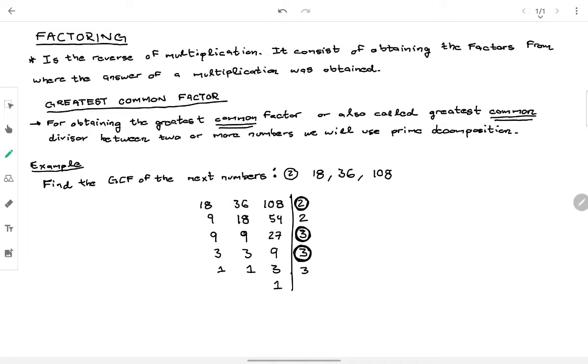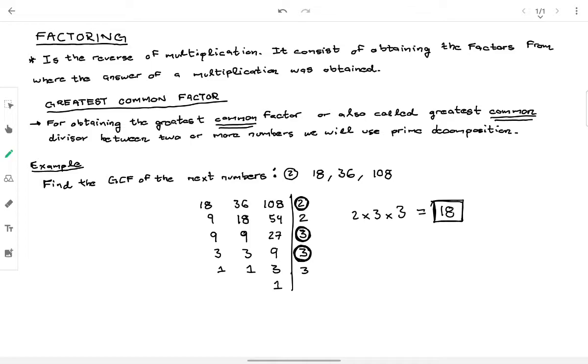So in this case, the greatest common factor will be composed of 2 times 3 times 3, which is going to be 18. So the greatest common factor or greatest common divisor between these three numbers, 18, 36, and 108, is going to be 18. In some cases, we can obtain the greatest common factor by mind. Someone can see in this specific exercise that maybe 36 and 108 are divisible by 18. So that will be the greatest common factor.